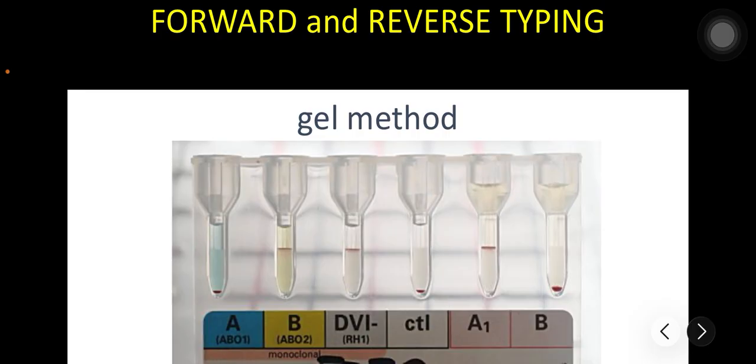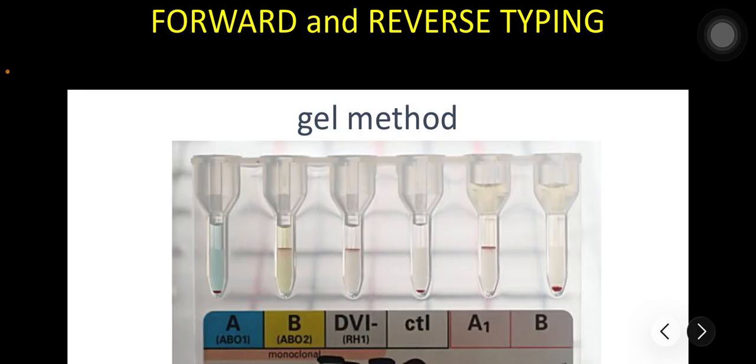So the test uses microtubes containing neutral buffered gel without added antibodies. Known reagent RBCs, such as your A1 cells and the B cells, are used as the antigen source. You are going to get 50 microliters of 0.8% reagent red cells and add it to the microtubes, followed by 25 uL of the patient's serum or plasma. The card is typically centrifuged for 10 minutes.